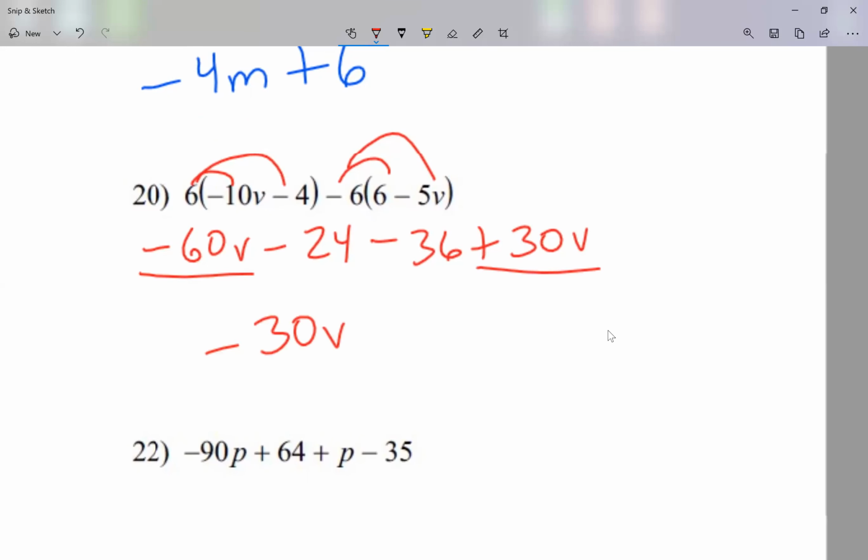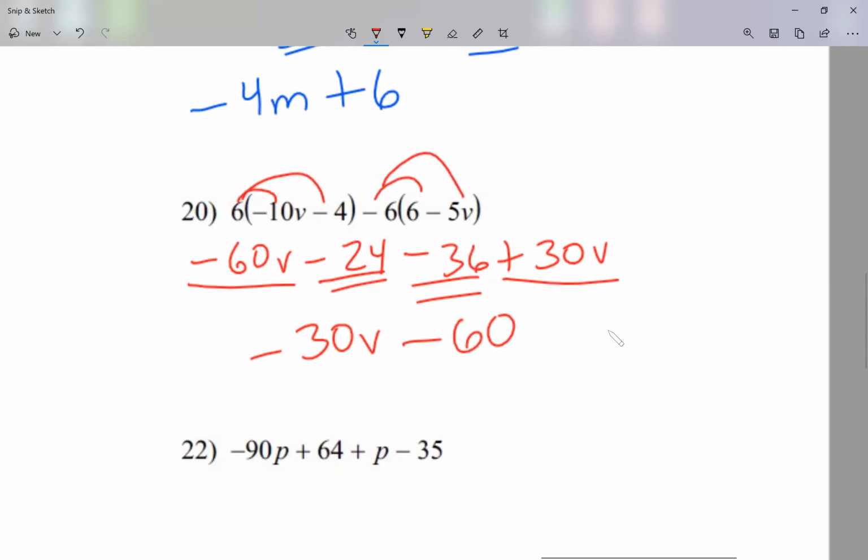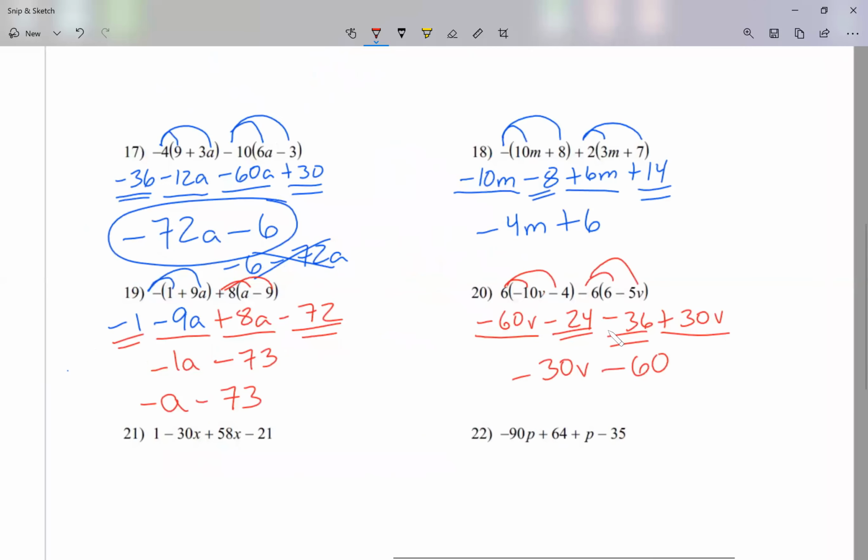And then let me take a look at those that don't have a letter. Negative 24 and a negative 36. They have the same sign. So I'm just going to add my numbers, keep the sign. So I must keep them as a negative. 24 plus 36 is 60. So my answer will be negative 30v minus 60. There you go.